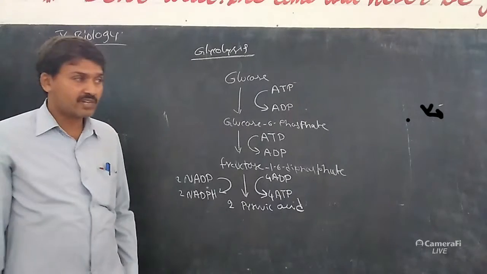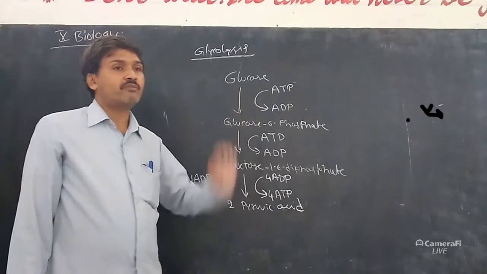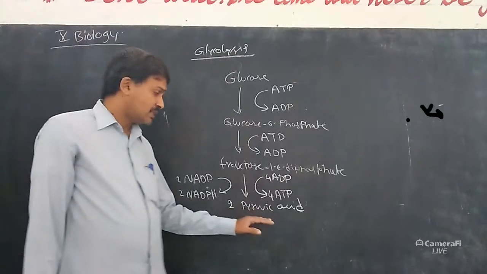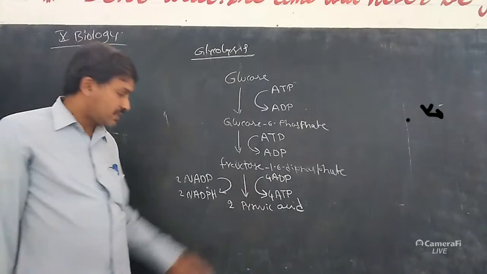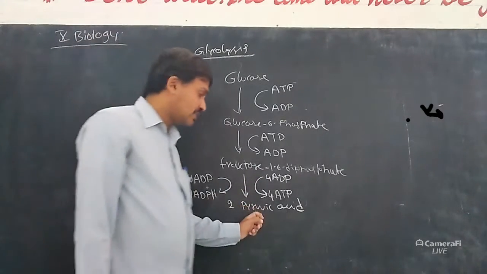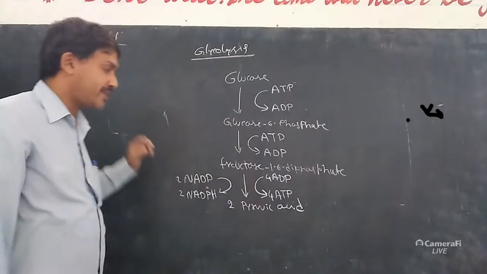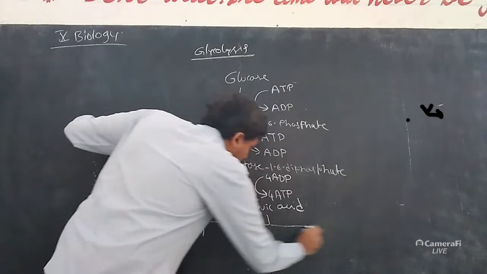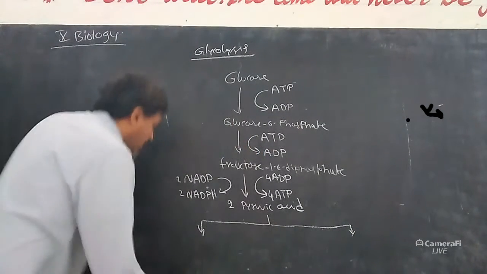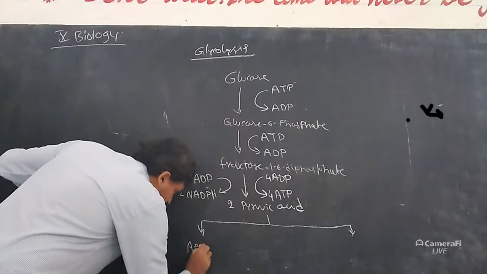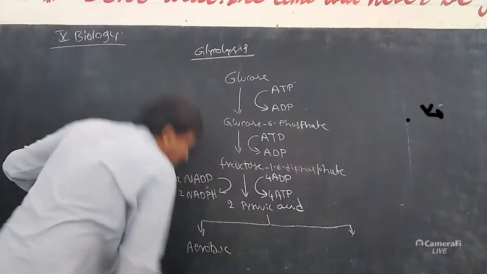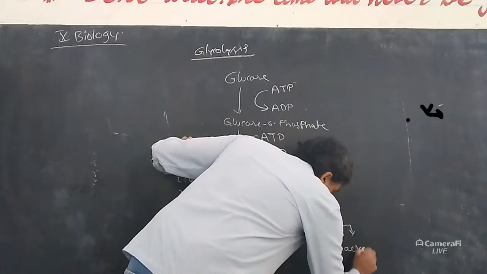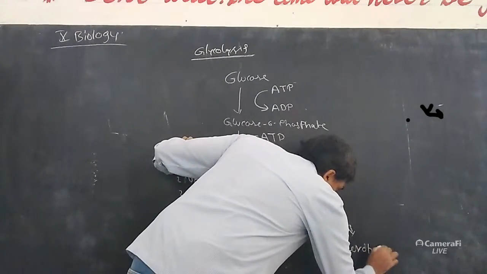What is the advantage of glycolysis? A little amount of energy is liberated. After completion of this reaction, this pyruvic acid has two choices: either it enters into aerobic respiration, or otherwise it enters into anaerobic respiration.